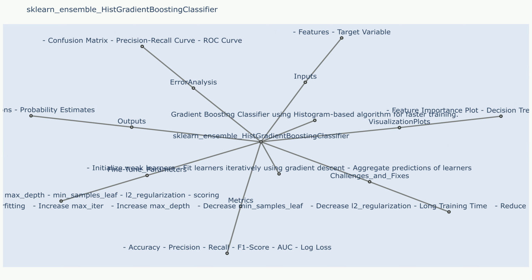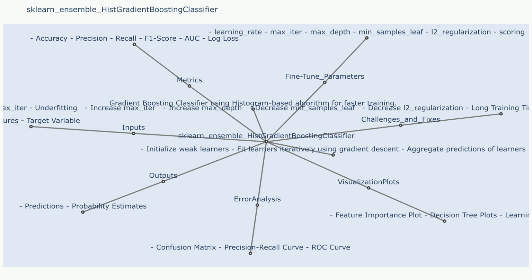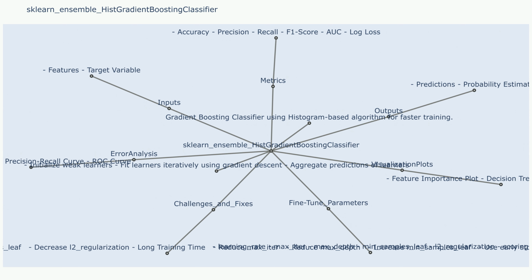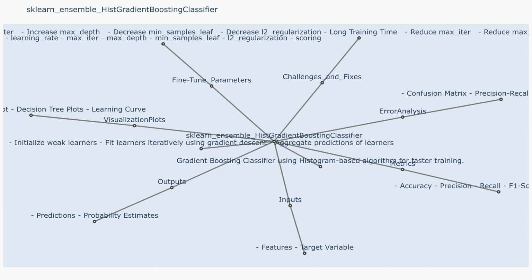Steps. Initialization. The algorithm starts with an initial prediction model, e.g., a constant value. Iterative boosting. The algorithm iteratively builds an ensemble of decision trees by calculating the residuals, or errors, between the current model's predictions and the actual target values. Training a decision tree on the residuals. Updating the model by adding a weighted contribution of the new tree's predictions to the existing predictions. Regularization to prevent overfitting. The algorithm incorporates regularization techniques like L1 and L2 penalties.